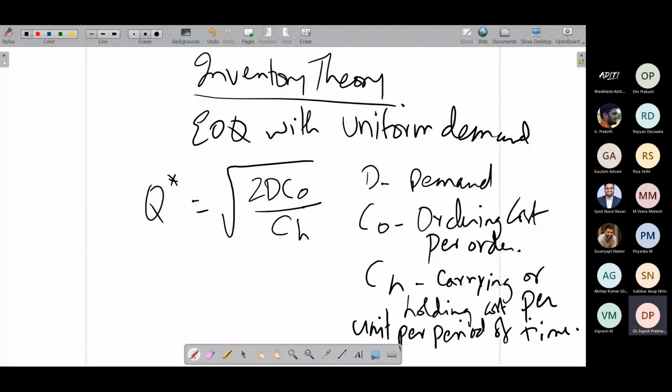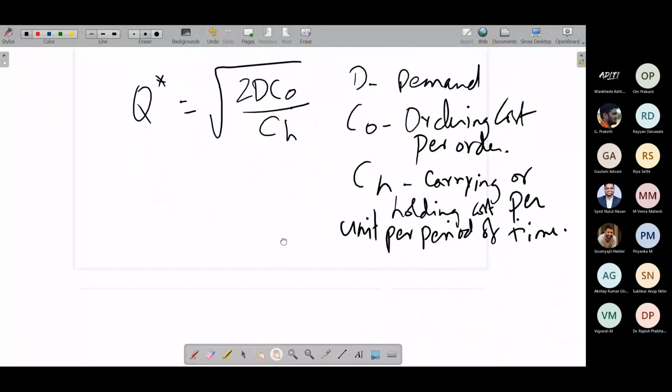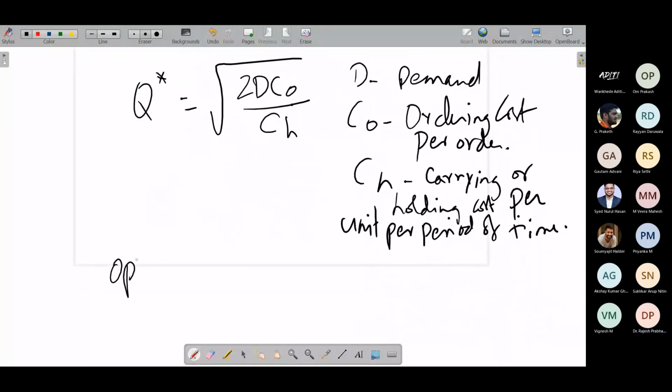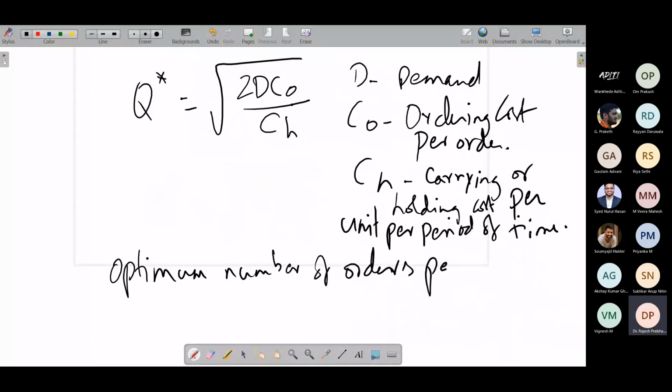Okay, so this was the formula. There are different ways of looking at this formula. The one we looked at in the previous session is also right, same thing. So optimum number of orders per year, N star is equal to D by Q star.